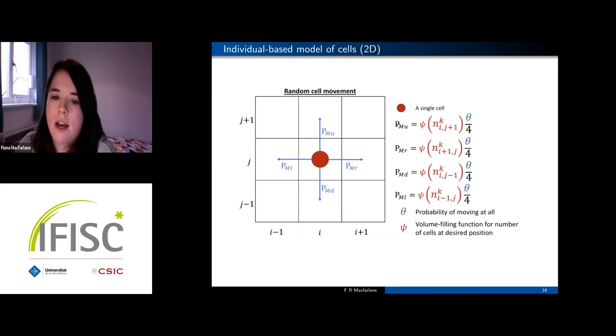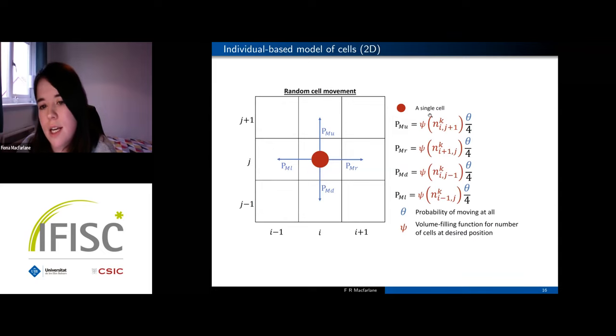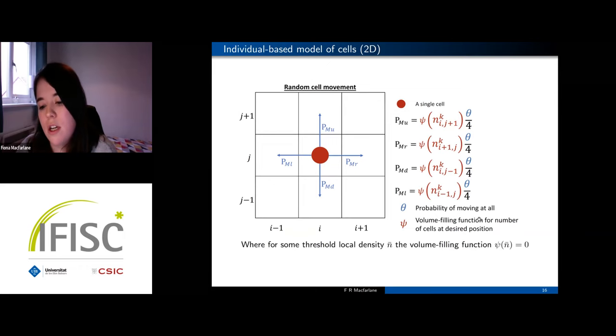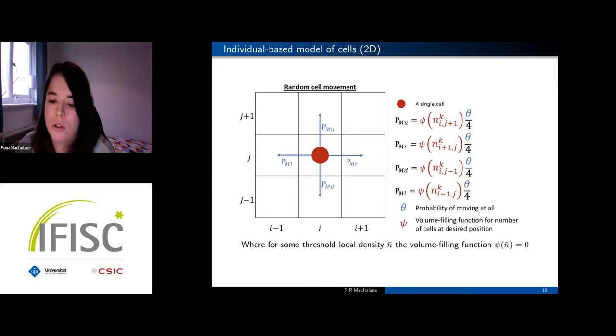So we take these four probabilities to be defined as shown here, where the psi function is a function of cell density at the position the cell wants to move to. And we choose this function such that when there's a maximum value n bar, this is zero. So what this means is that there'll become a point where there's too many cells in the spatial position and no more cells can move into that space, because there's no physical space for them to go into.